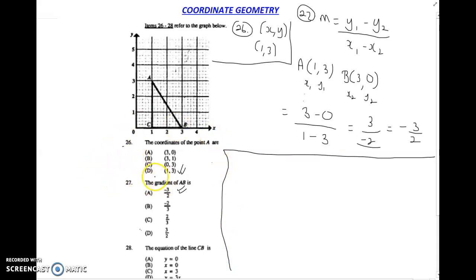Now let's look at number 28. The equation of the line CB. What is the equation of the line CB? If you realize, line CB is a horizontal line and it's on the x-axis. What do you think that will be? It's on the x-axis. Let's look at C. At C, the x value is 1. And at B, the x value is 3. But at both points, the value of y is what? 0. So it will actually be y equals 0. Pretty simple.